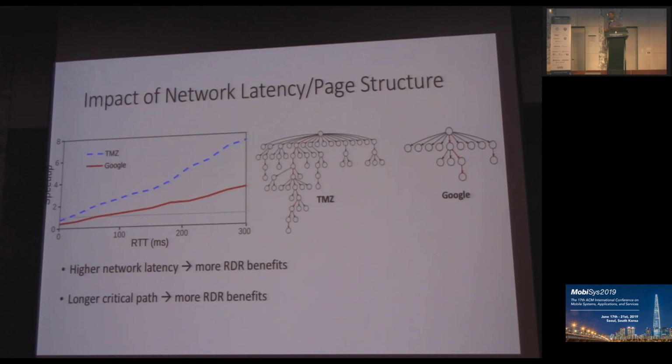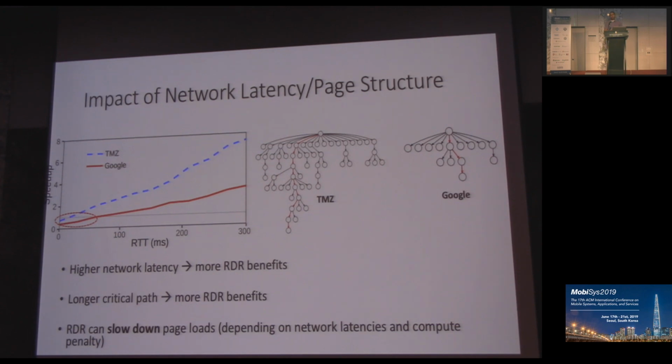And the reason, looking at the dependency graph, is simply that the TMZ graph has a longer critical path length. And as critical path length increases, so do the benefits of RDR proxying, since serial chains with even small RTT values can end up summing to these large blocking latencies that RDR can then save.